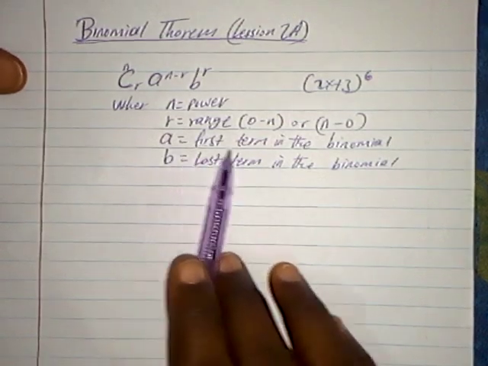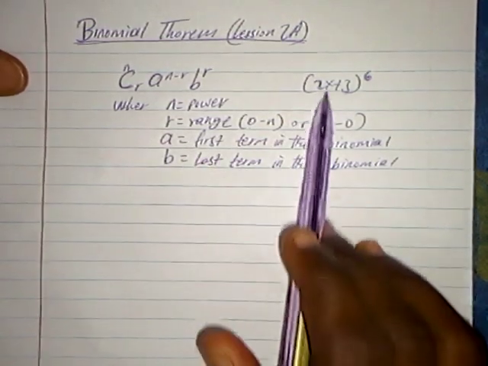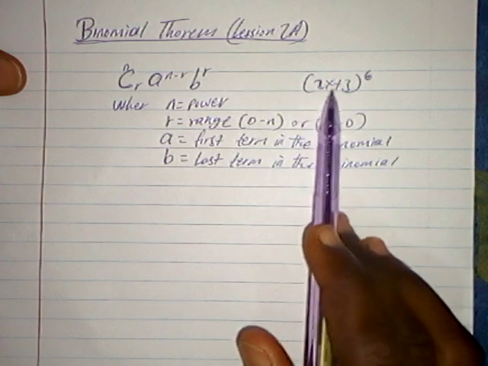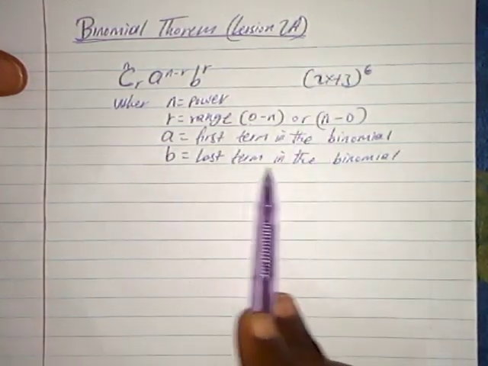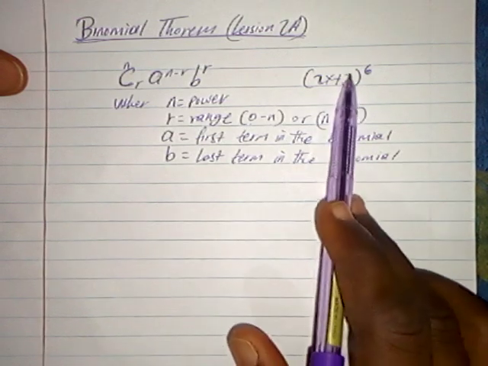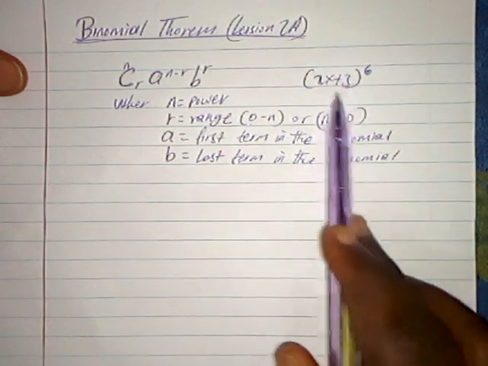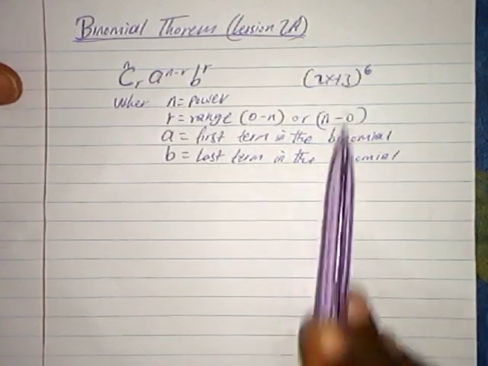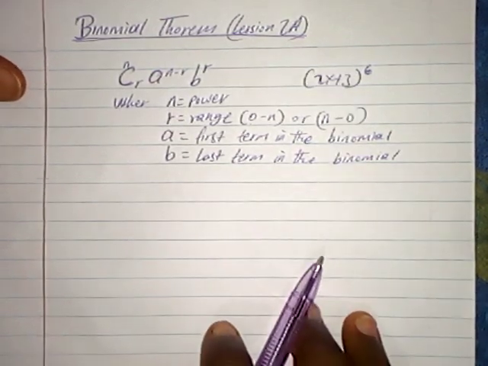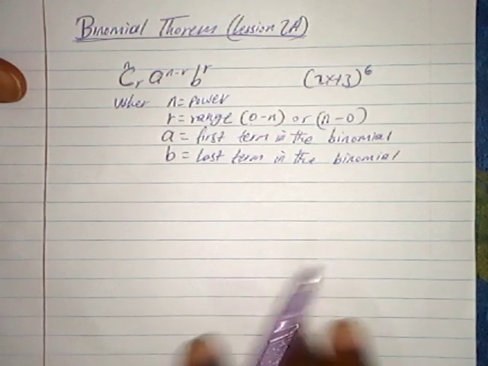Where a is the first term in the binomial. This is an example of a binomial. A represents this 2x, which is the first term. B is the last term in the binomial, which is what? Plus 3 is the last term of this binomial, right? Good.